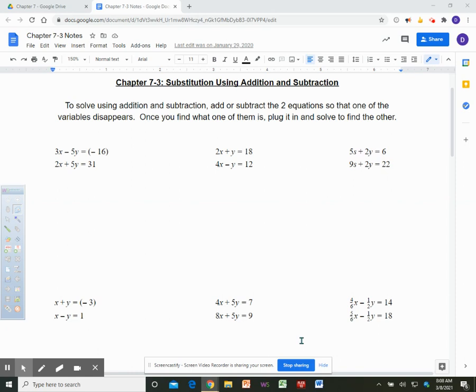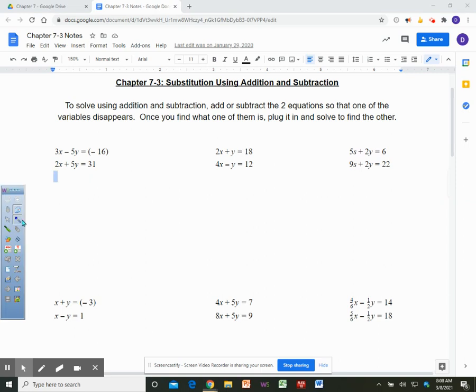So with 7-3, it is called using substitution with addition and subtraction. It's also known as elimination. Okay. So what we're going to do instead of solving these for one equation, because if you look at the first one, it's not going to be easy to get any of those letters by itself, is it? We don't have just an x or a y. We have a 3x, we have a negative 5y, we have a positive 5y, and we have a 2x. So we're going to use elimination on problems like this.